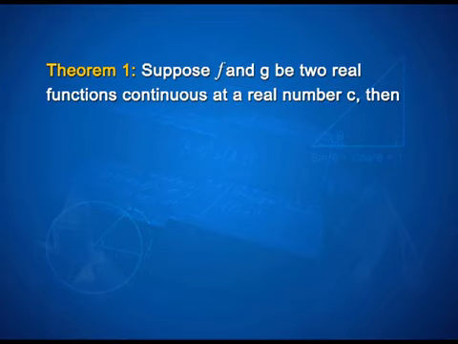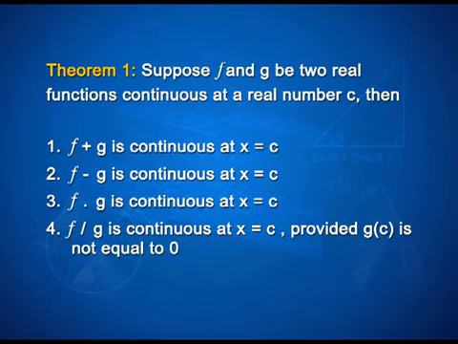in our subsequent lessons. One of the results suggests that if f and g be two real functions continuous at a real number c, then their sum, difference, product and the quotient with the condition that g of c should not be 0, they all are continuous at x is equal to c.